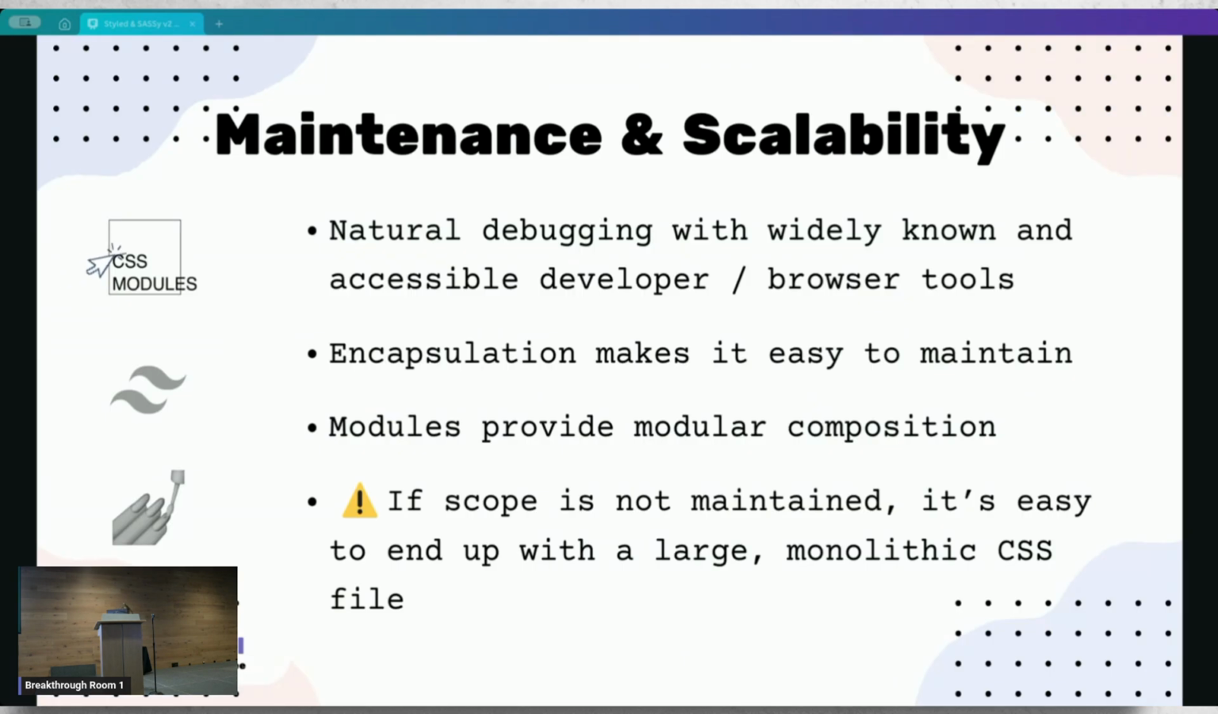So for CSS Modules, I'm pretty sure this is the most natural debugging of any of the styling options that we're used to. Number 1, it's natural to us to go into the dev tools and see what's going on. And there are all kinds of widely accessible developer tools that help us to debug CSS. So CSS Modules encapsulate their styles and make it easy to maintain for the most part.